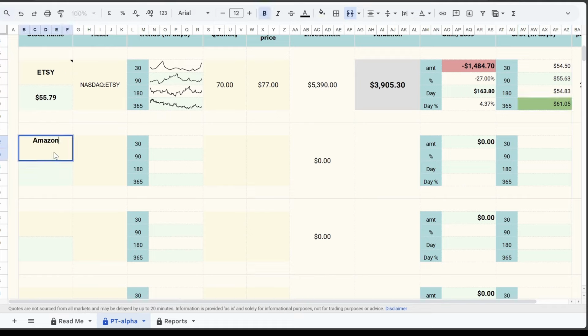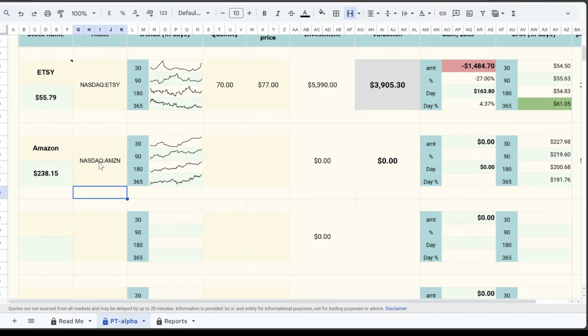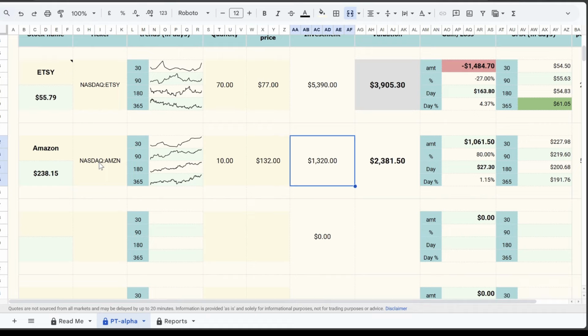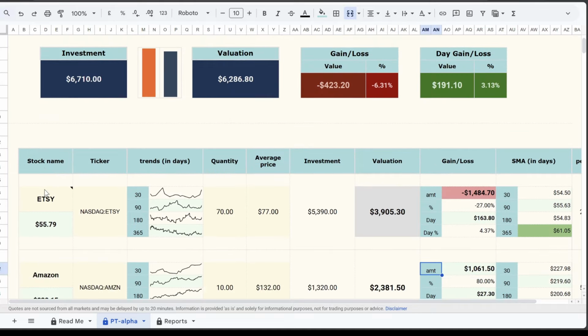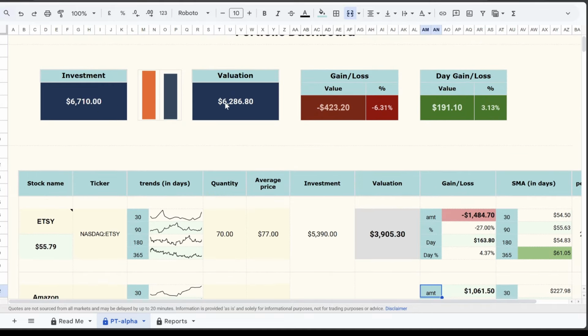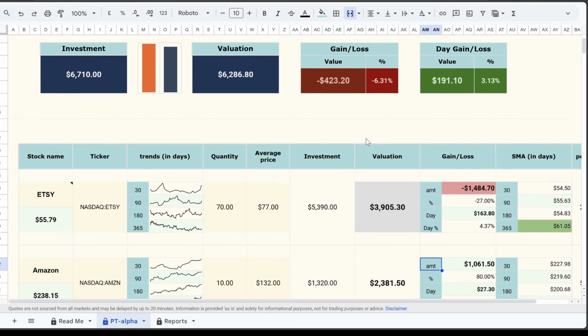Please change the first row as per your need. We will start filling the next row. We will choose Amazon and provide its ticker. Let us say I have 10 Amazon stocks with a buying price of $132. Rest of the values will again be auto-populated based on the ticker. As you can see, overall value is adjusted based on both the stocks considered.